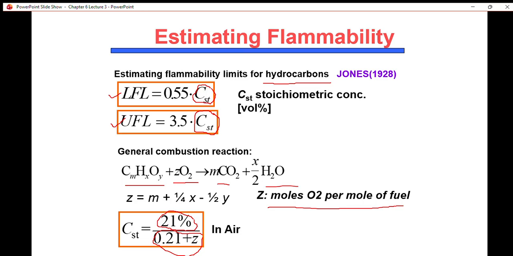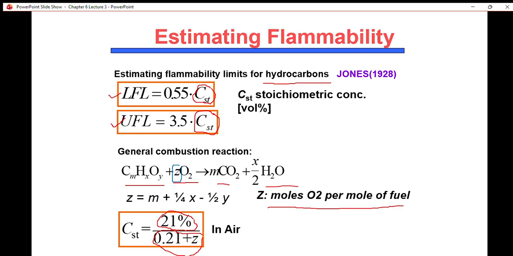How do we balance this equation? Therefore you can find Z. After balancing the equation, that Z will always be the moles of oxygen per mole of fuel, which means that this is the moles of oxygen required to burn the quantity of fuel that you have. And normally you get it from the balance of the equation.